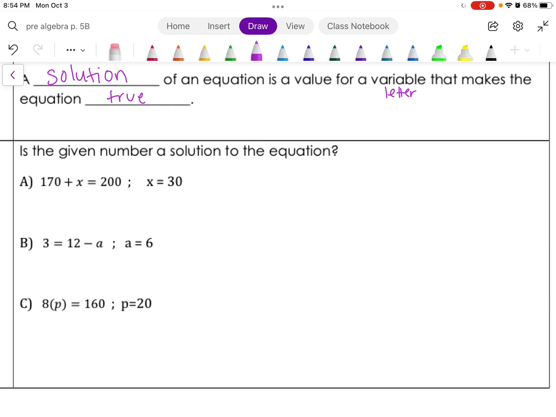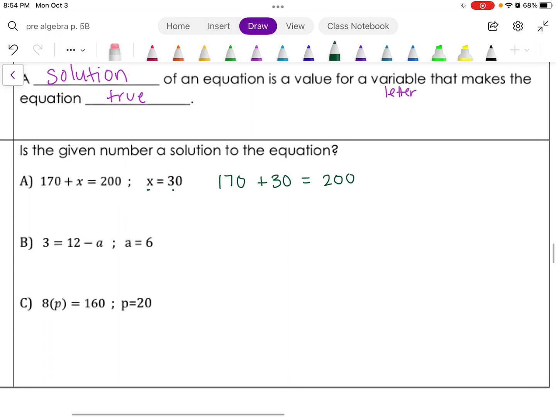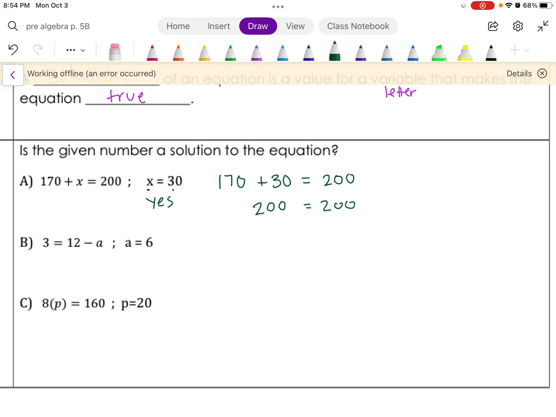Is the given number a solution to the equation? So letter A, we have 170 plus X equals 200. We want to know if X could equal 30. Well, we're asking if X makes this equation true or makes it make sense. So we're asking, is 170 plus 30 equal to 200? Well, 170 plus 30, if we think about 17 plus 3, that would be 20. So 170 plus 30 is in fact 200. So yes, X equals 30 is a solution.